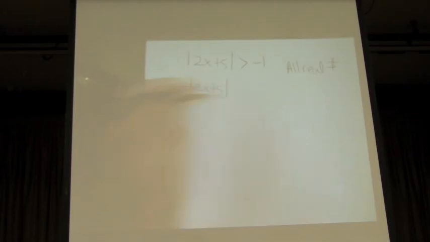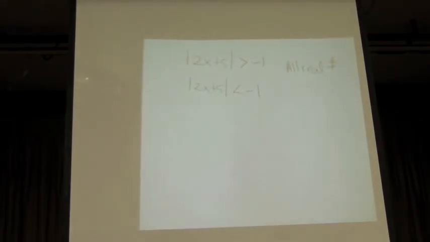What about the absolute value of 2x plus 5 less than negative 1? When is the absolute value of something less than a negative number? Never. What's the answer? No solution.